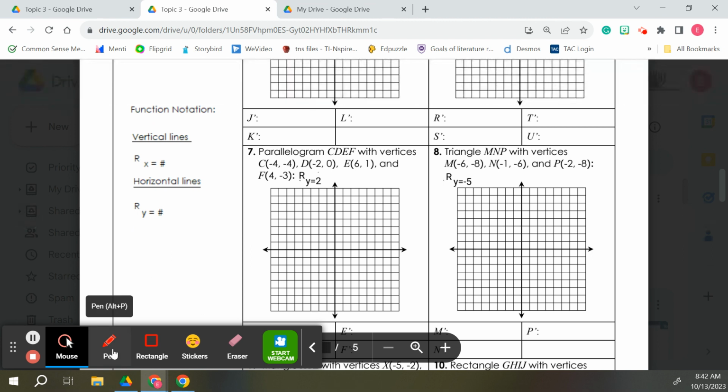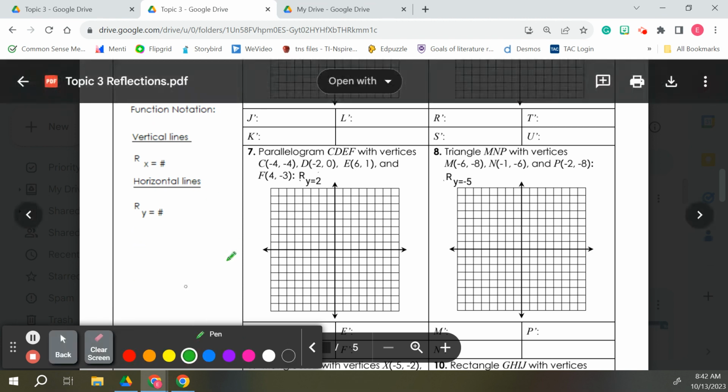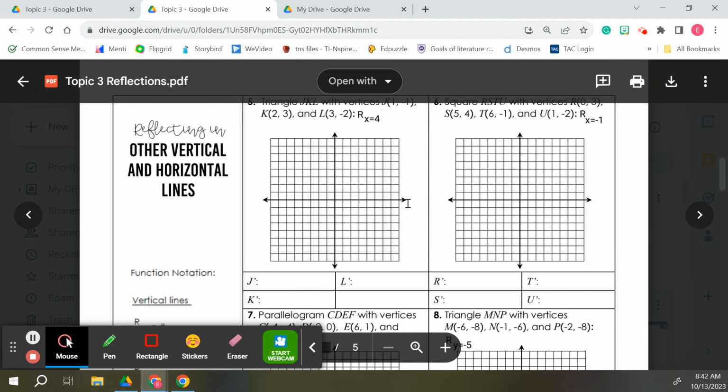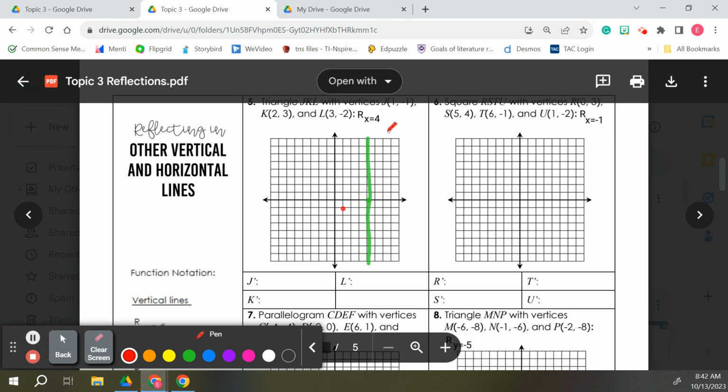Okay, so the first thing I'm going to do is, again, just draw. We're going to do number 5 here. I'm going to draw that line of reflection. So 1, 2, 3, 4. So here is the line of reflection. Now this one, there's no shortcut. You're going to have to graph both. Okay, there's no getting around that. So I'm going to graph the first one in red. So it looks like I have 1, -1. So here's 1, -1. And then I have K is 2, 3. So 2, 1, 2, 3. And L is 3, -2.